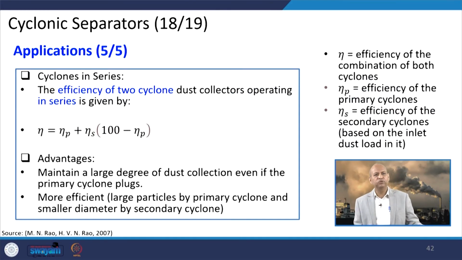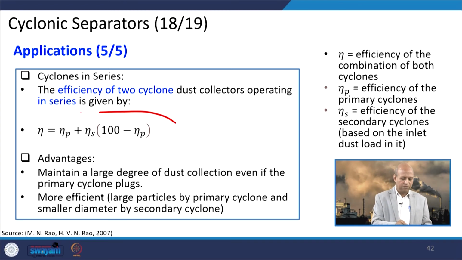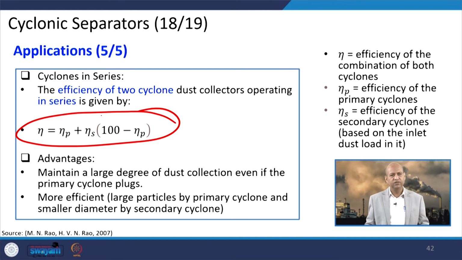Okay. So, if you want to calculate the efficiency of cyclones installed in series, then this is the simple formula: eta equals eta P plus eta S times (100 minus eta P). So, this eta is the efficiency of the combination of both cyclones, eta P is the efficiency of the primary cyclone, that is initially, then eta S is the efficiency of the secondary cyclone based on the inlet dust load in it. So, that can be used.